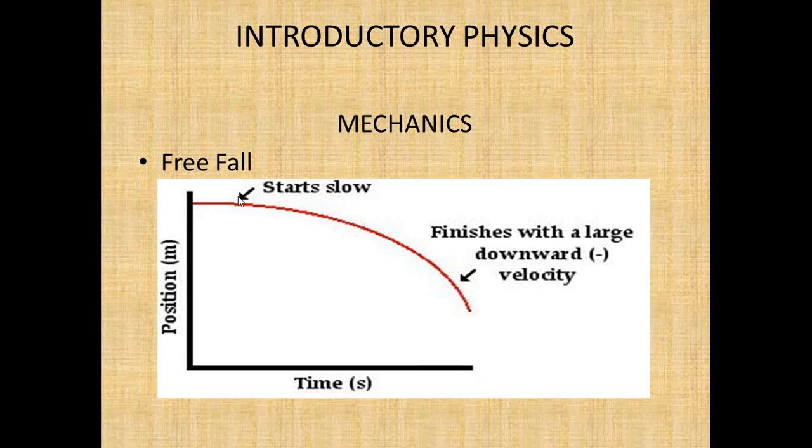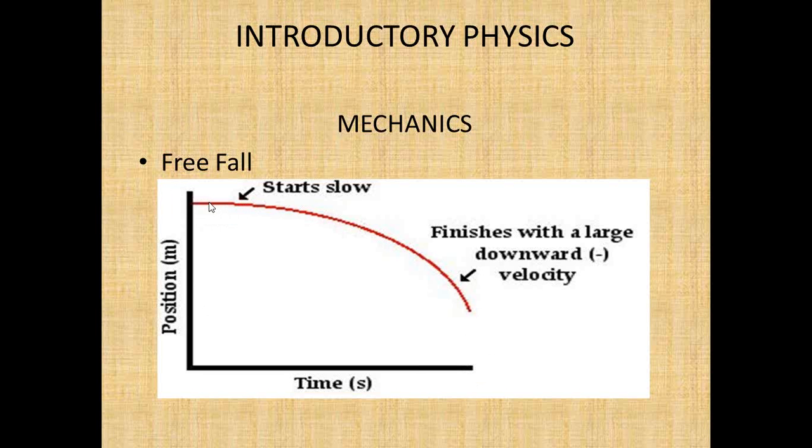This is a position time graph depicting free fall. At time zero, you start at some height. On the position time graph, the vertical axis is the position, so it starts at a certain height, and the velocity is zero because you're holding the object, and you're going to drop it. You can see that the slope of your position time graph is horizontal, so that tells you that the velocity is zero.